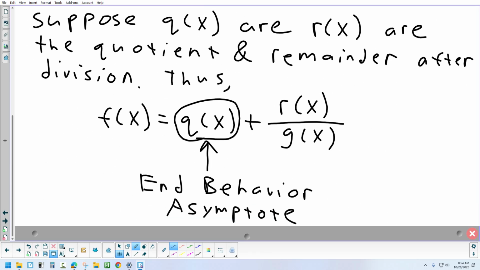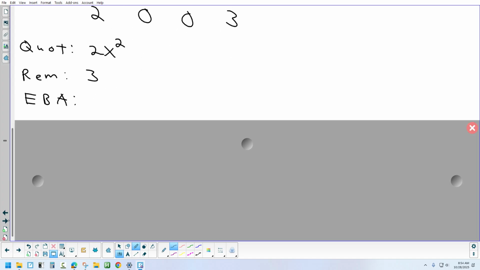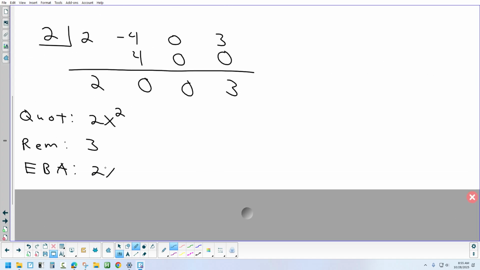So the EBA is just the quotient. It's not the remainder, it's not the denominator, it's not anything else. It's just the quotient when you do long division. Okay. So 2x squared. Okay, so look at that EBA. If you were to graph 2x squared, is that a horizontal line?